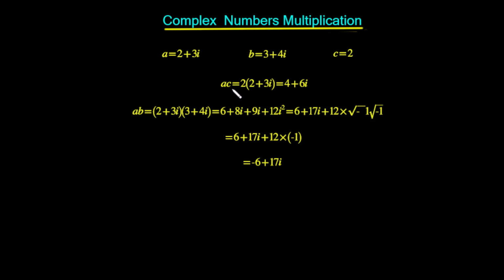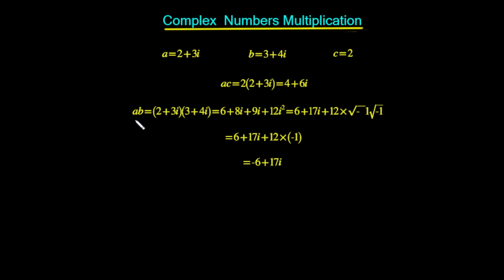We're going to have a times c, which is going to be 2 times 2 plus 3i. So we multiply out the terms, and this gives us 4 plus 6i. So we will look at this in our assembly language in just a moment. But we also want to be able to multiply two complex numbers together.